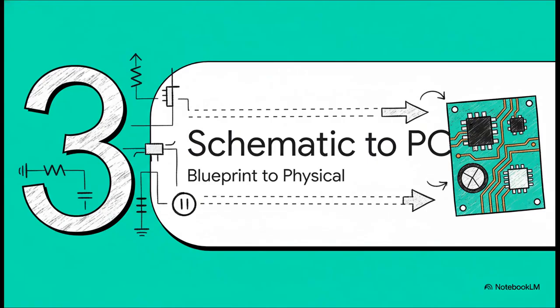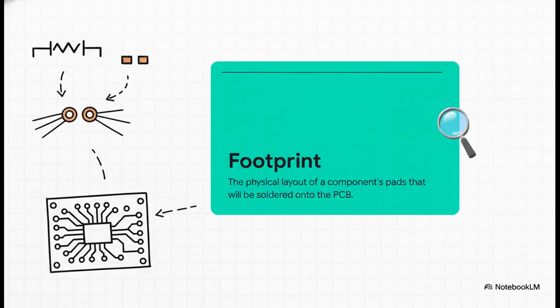And there we have it. Our schematic is complete. We've built the logical heart of our circuit. But now it's time to translate this blueprint into the real world. We need to tell KiCad what our components are actually going to look and feel like when they're sitting on a physical board. And the key to this whole process is a little thing called a footprint.